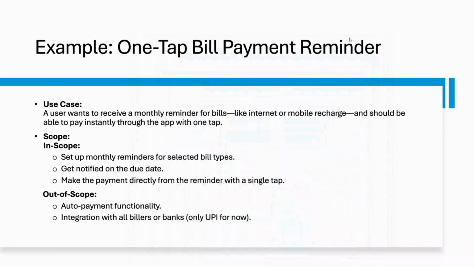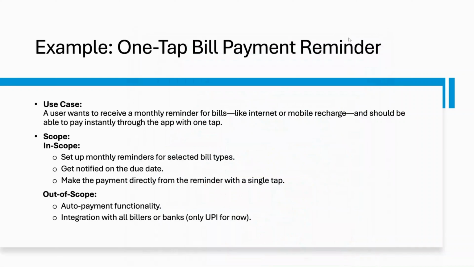So let's take an example of a one-tap bill payment reminder. Now this is the use case, what the client wants. So the first step is to write a use case. So what is the use case? The user wants to receive a monthly pay reminder for bills like internet, mobile recharge, electricity bill or any bills, and should be able to pay instantly through an app with one tap.